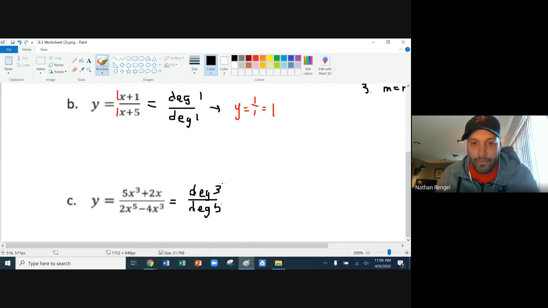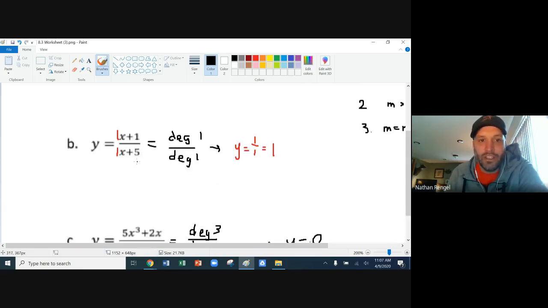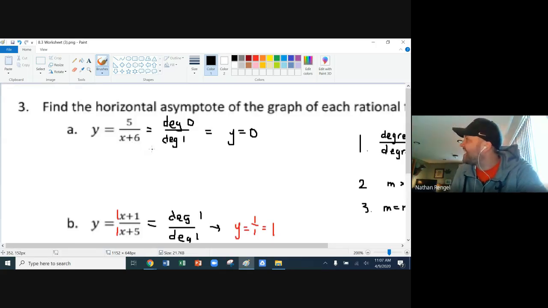So we got a degree that's less in the numerator than the denominator. Again, that's just going to mean that we have a y equals 0. Y equals 0, degree is less in the numerator than the denominator. We're not worried about any of the vertical asymptotes on any of these, but like part B, since it's nice and factored out, there's a vertical asymptote at -5. Here, you had a vertical asymptote at -6.